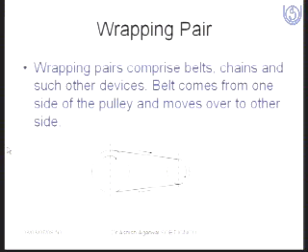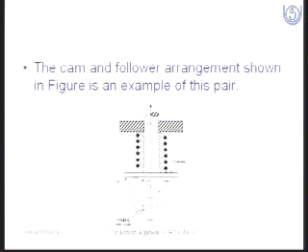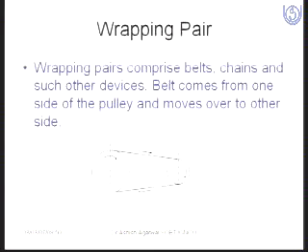Third type of pair is called the wrapping pair, which exists between the belts and the chains. Here is an example of a belt. These are the pulleys, and in between these two pulleys the belts are transferring the motion from one end to another end, and such type of pair is called the wrapping pair.